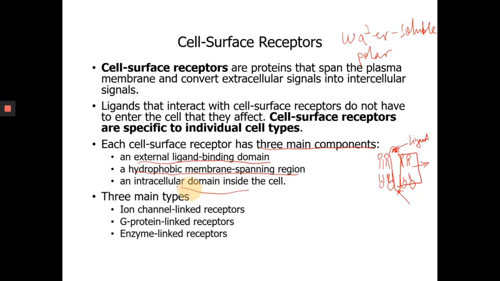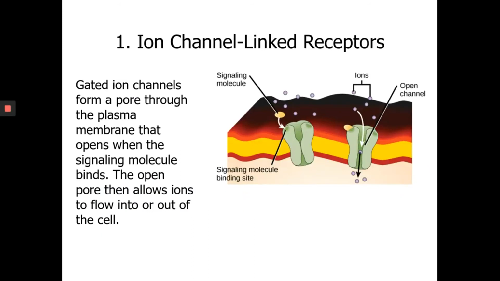Next are the three main types of cell receptors. This is very important, so make sure you know how each one works. First we're going to look at the ion channel linked receptors. For each type of receptor, I will have a figure that demonstrates how the signaling transduction pathway works. You have to understand the process for each receptor. On the test, I will have very similar figures.